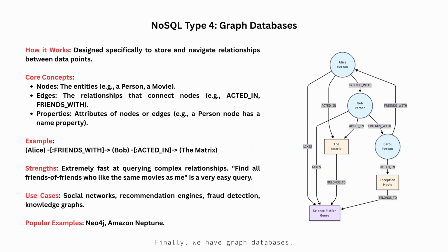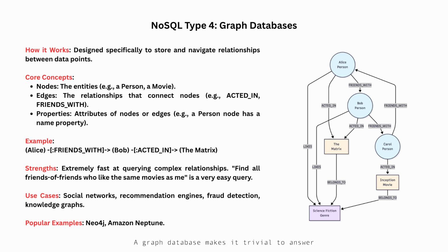Finally, we have graph databases. These databases don't just think in terms of tables or documents, they think in terms of nodes and relationships. This is perfect for data where the connections are just as important as the data itself. Think about a social network. You have people as nodes and friendships as edges.